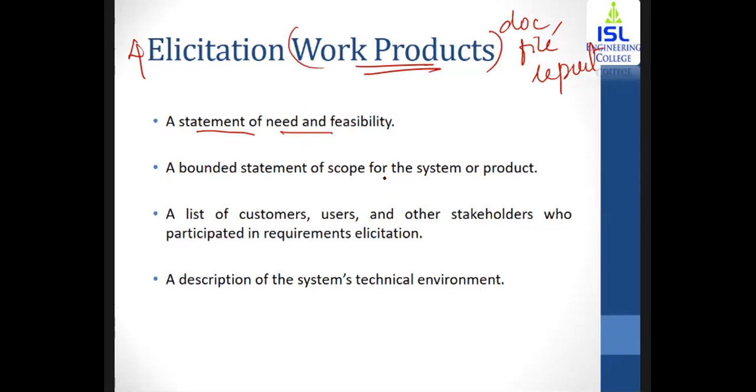Then a bounded statement of scope of the system or the product. You're going to also identify the scope of the product. Each and everything needs to be in a written format. A work product is in a written format. Then a list of customers, users, and different stakeholders that have participated in the elicitation. What is elicitation? Requirement gathering.